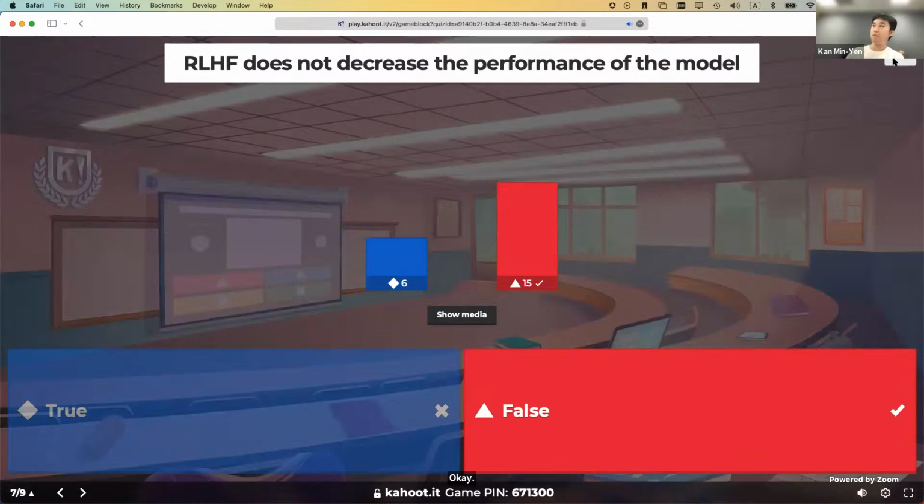Yeah, so I see it's going to put true, and the reason why this is not true is because it does decrease the performance of the model. So there's this thing in RLHF called alignment tax.